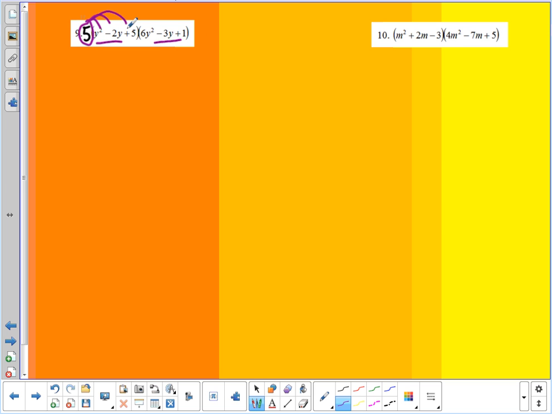If you go across this one and across the second one, you're going to end up multiplying by 5 twice, and you don't want to do that. So I'm just going to multiply by 5 on the first set of parentheses and stop there and see what I get. I end up with 5y squared minus 10y plus 25. Now again, that second set of parentheses I haven't changed. So 6y squared minus 3y plus 1.